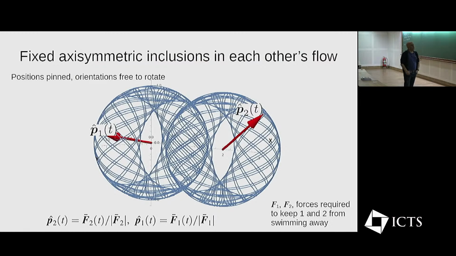So another fun thing you can do is you can now imagine two such inclusions, okay? And let's say they're both polar, and let's hold them both fixed. Let's say you hold their positions fixed, but don't pin their orientations. So then what will happen is each of these guys will produce a fluid flow, and that fluid flow will reorient the other guy, okay?